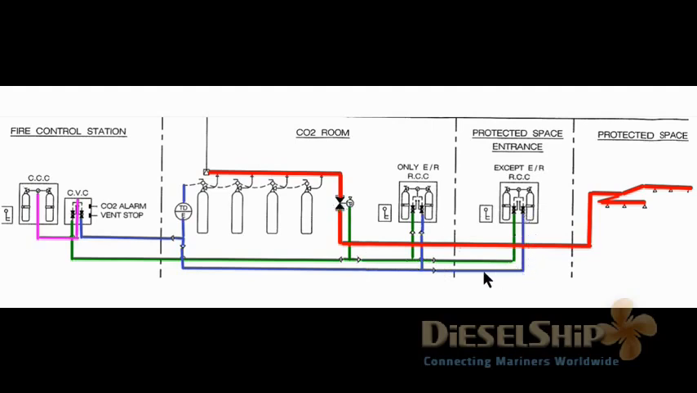And the blue line goes through the check valve or a non-return valve, through the time delay unit, and of course to the CO2 bottles inside the CO2 room, and thus the CO2 gets released. Through the red line, through the distribution valve, it goes to the engine room and gets released. So this is how the CO2 system is operated.